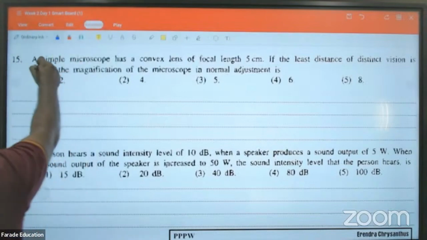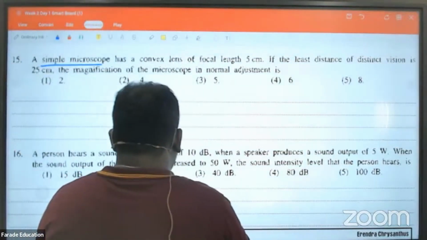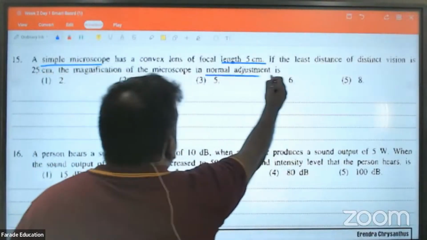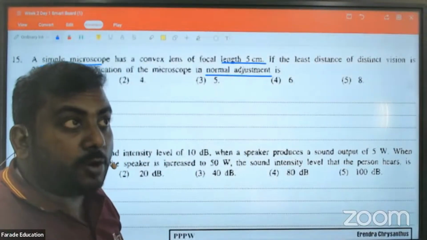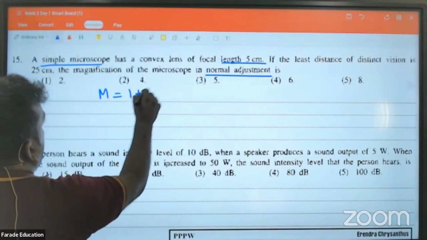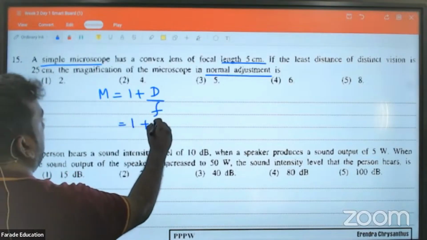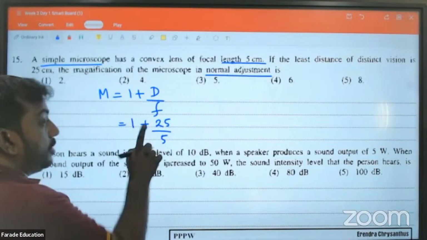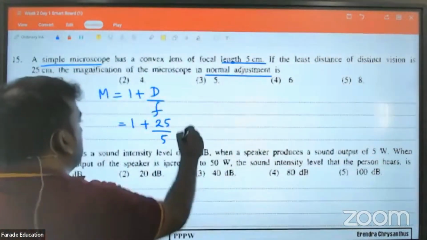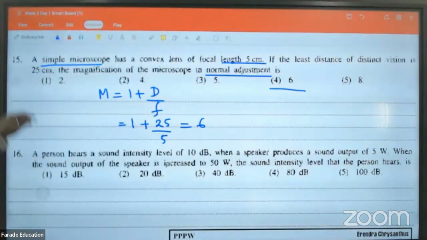A simple microscope has a convex lens of focal length 5. At normal adjustment, what do you mean by normal adjustment? The final image is formed at the least distance of distinct vision. So magnification at normal adjustment is 1 plus D over f. D means 25, focal length means 5. Don't put the sign. Why? You have already proven it using the sign. So your correct answer is answer number 4. Right.